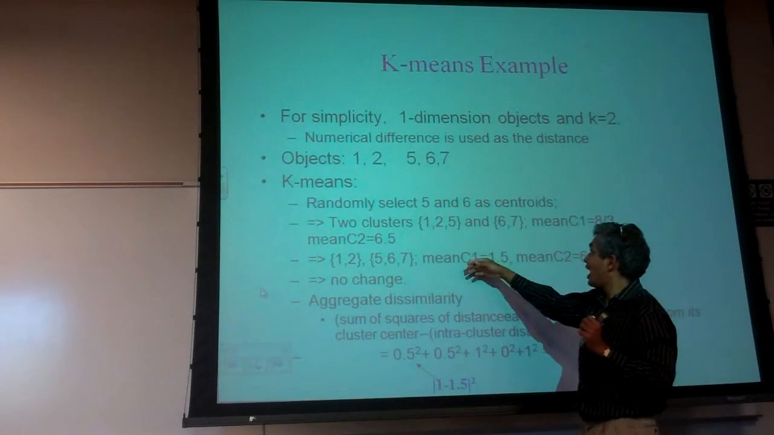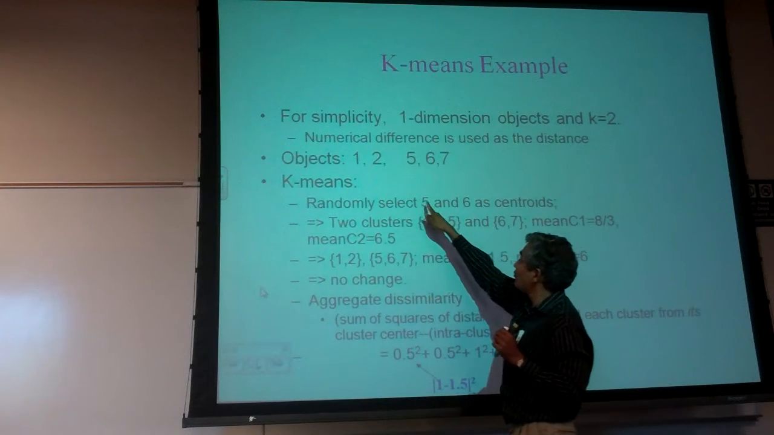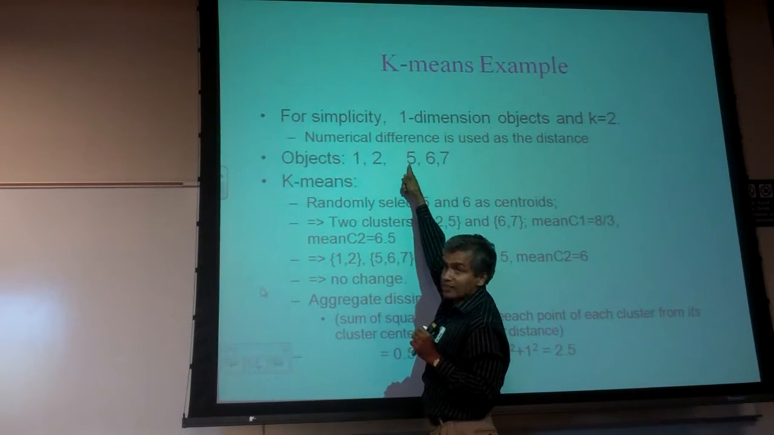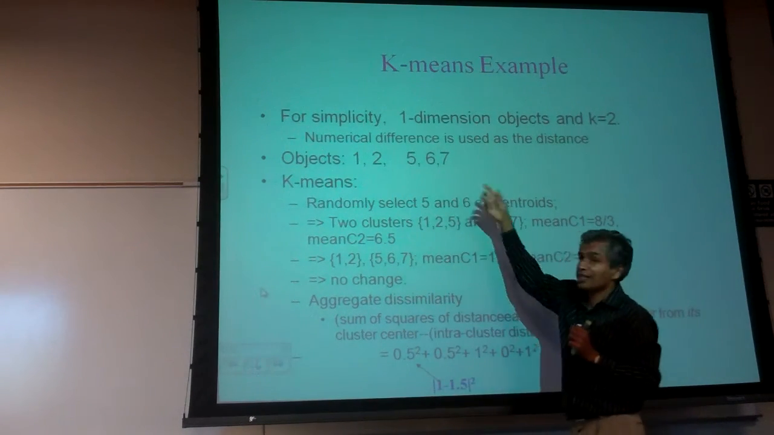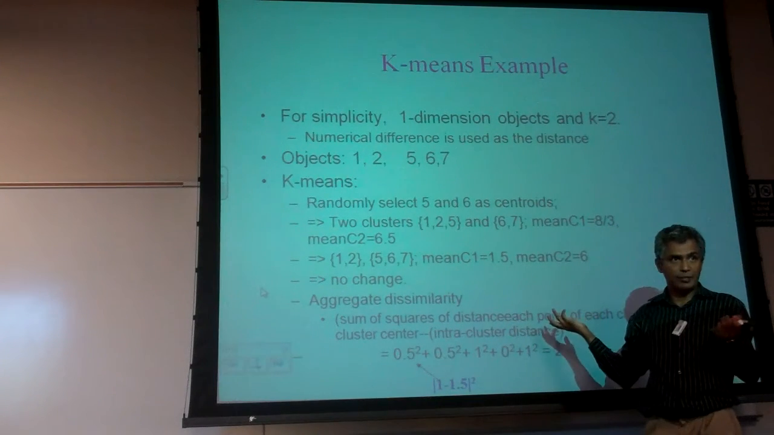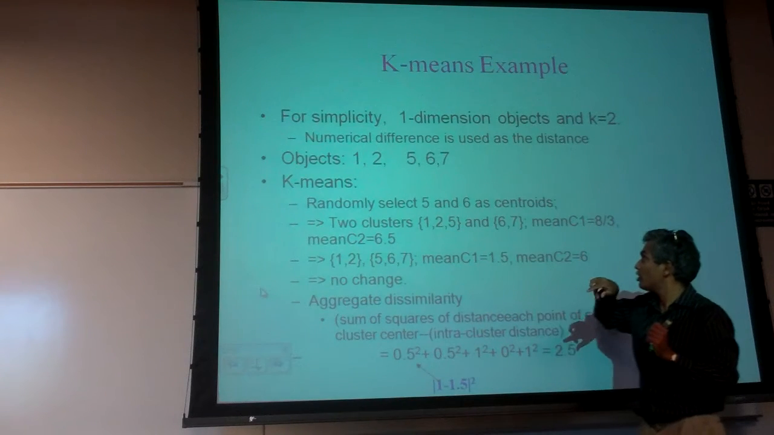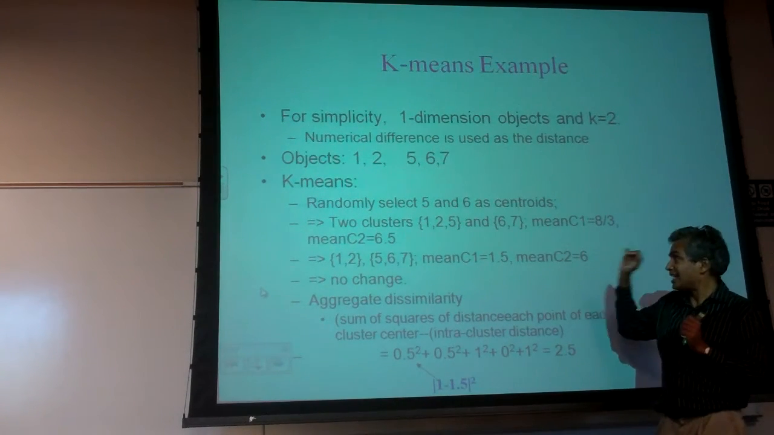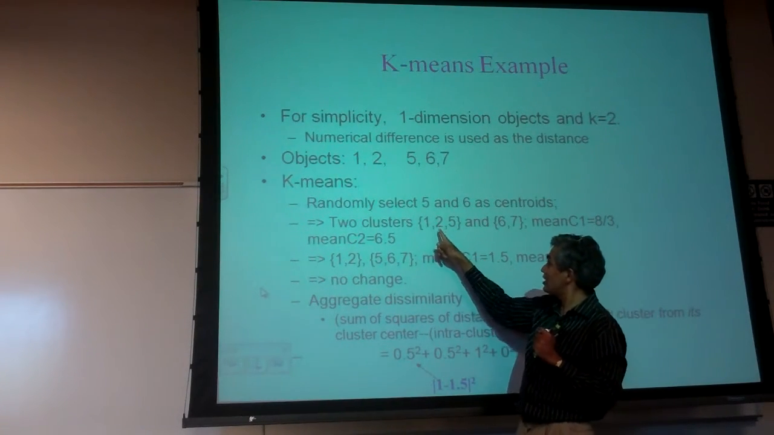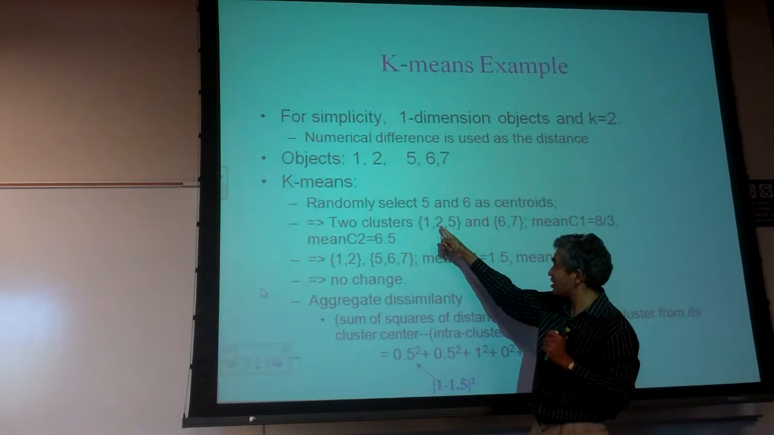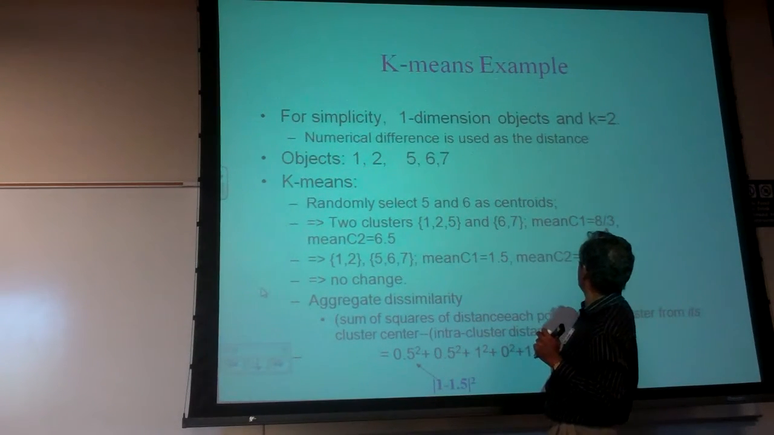Then 1 and 2 will go into the cluster with 5, and 7 will go into the cluster with 6. Not surprising. So then your two clusters will be 1, 2, and 5, and 6 and 7. At this point, the cluster center for this will be 6.5, and the cluster center for this would be 8 by 3.